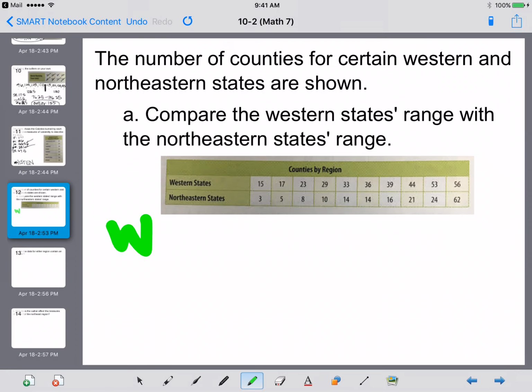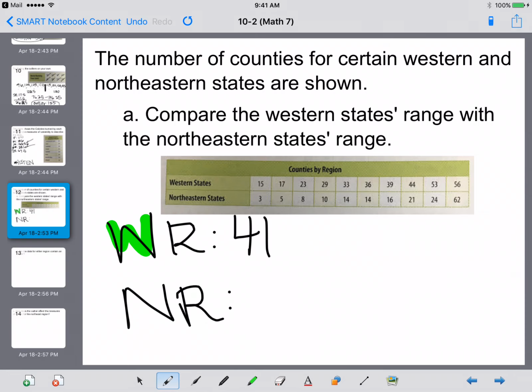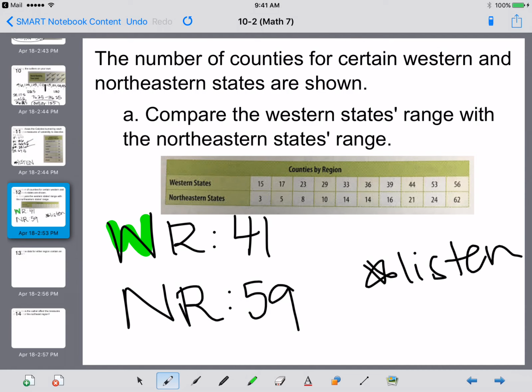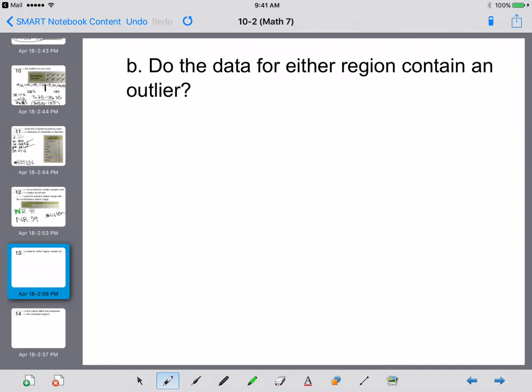So the western, I don't want to write in highlighter. The western states range is 56 minus 15 to get us 41. The northeastern states range is 62 minus 3 to get us 59. So comparing these two, here's your listen moment. We would say the range of the northeastern states is greater than the range of the western states. That was an easy first step. Let's go on to step 2.